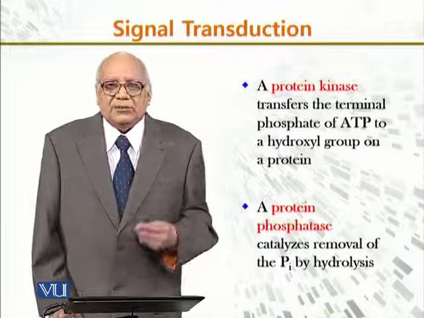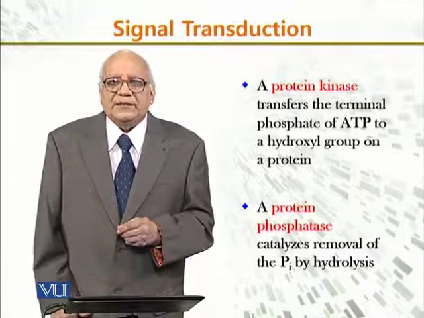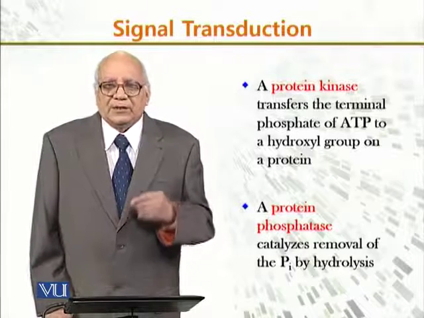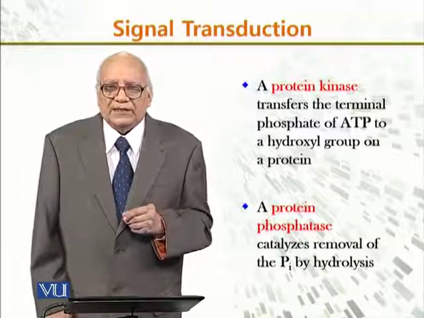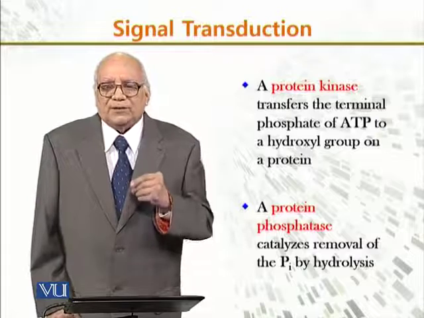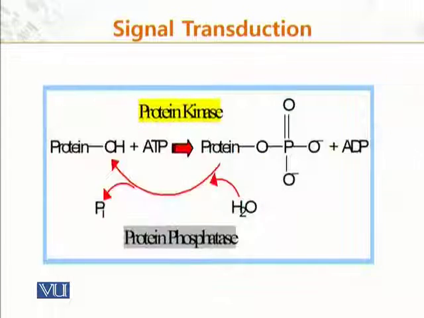Now, there are two types of proteins used there. One is protein kinase, which transfers the terminal phosphate of ATP to a hydroxyl group of a protein. Another one is protein phosphatase, which catalyzes the removal of inorganic phosphate by hydrolysis, which is shown in this cartoon. On the upper part there is a protein kinase: a protein hydroxyl and adenosine triphosphate, or ATP, energy. It goes to the protein and transfers the phosphate group, plus ADP. Whereas on the bottom, there is a protein phosphatase, and again we can see that the inorganic phosphate is released from that, and the signal is transduced.